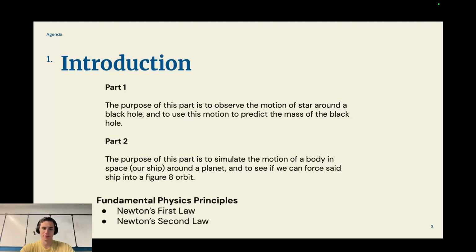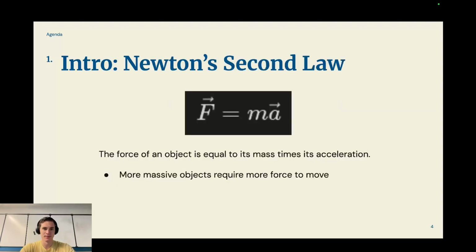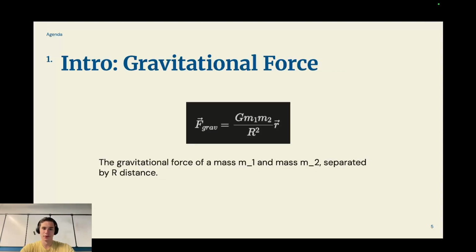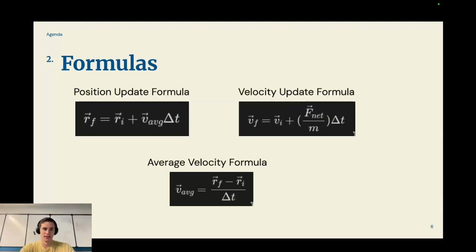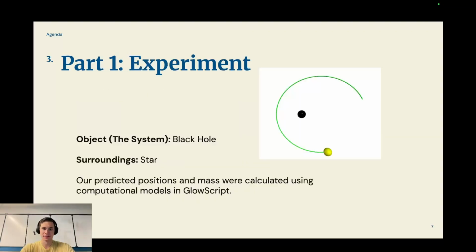And those are the fundamental physics principles that are applied. Newton's second law is the force of an object is equal to its mass times its acceleration. More massive objects require more force to move. And gravitational force is the gravitational force of a mass m1 and mass m2 separated by r distance. Here are the different formulas: position update, velocity update, average velocity.